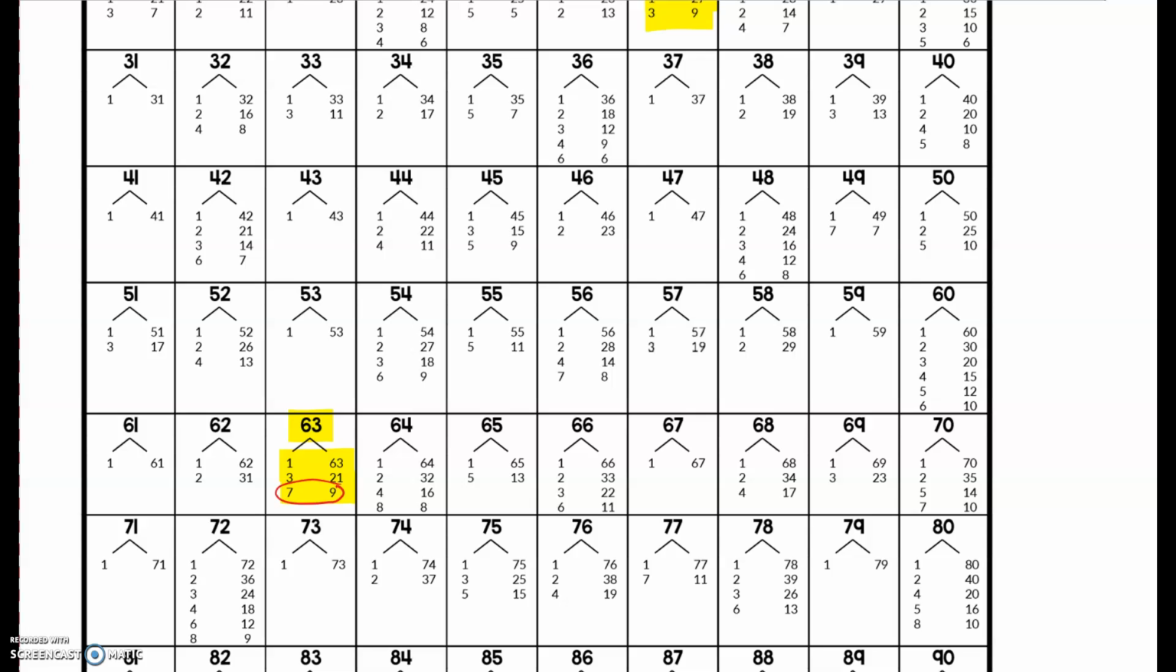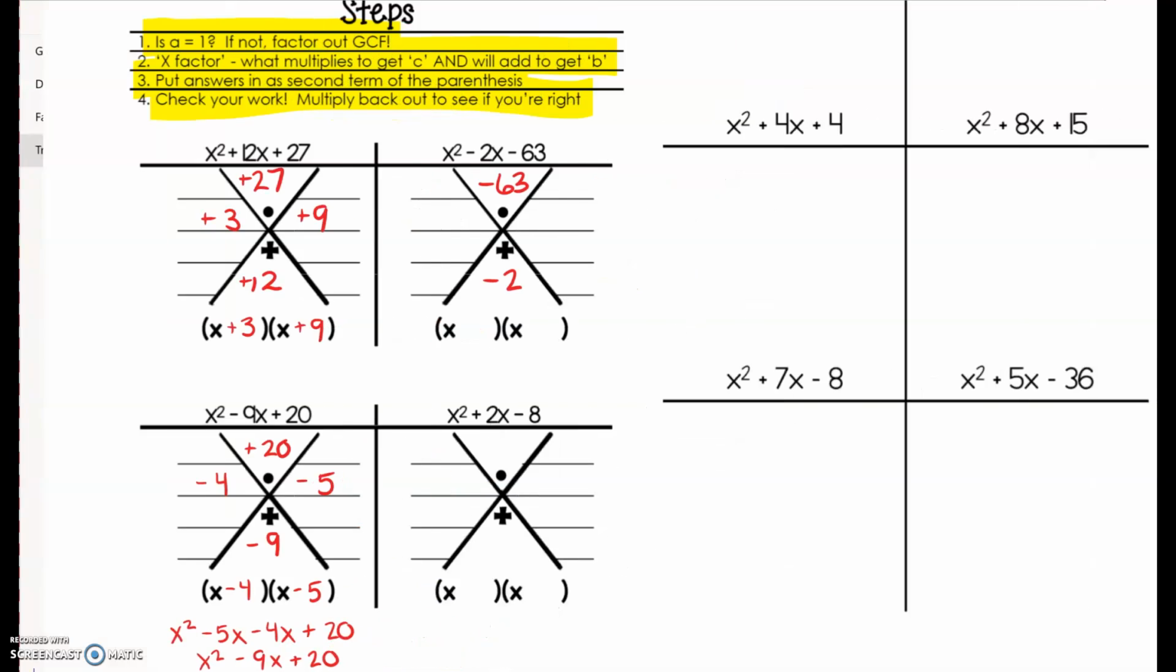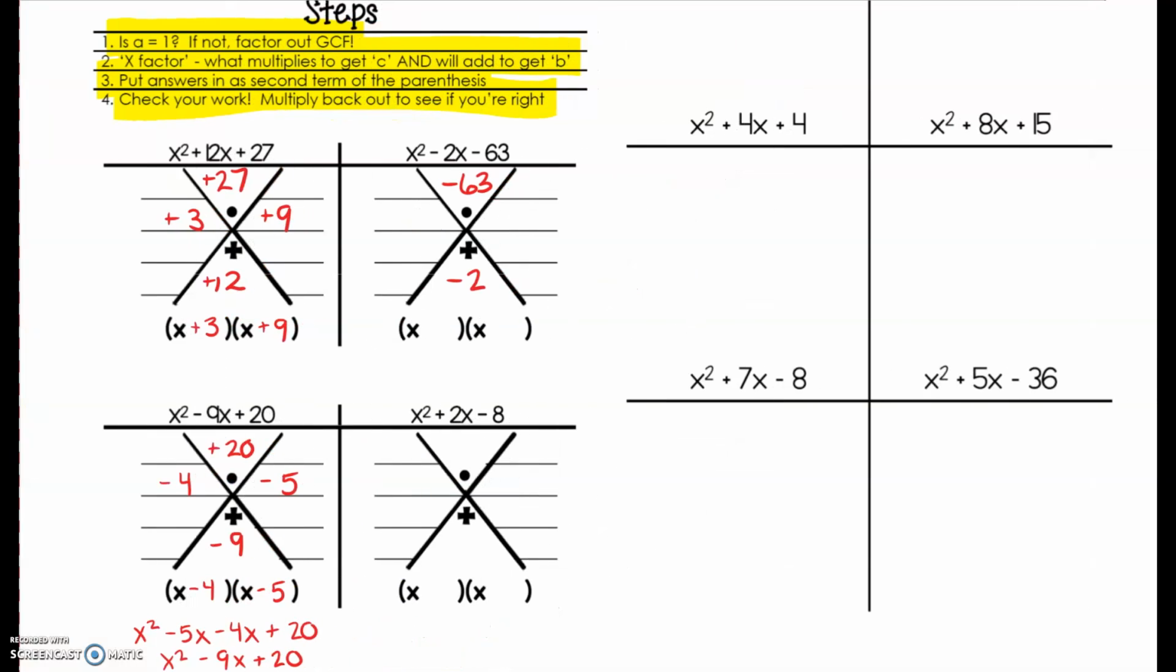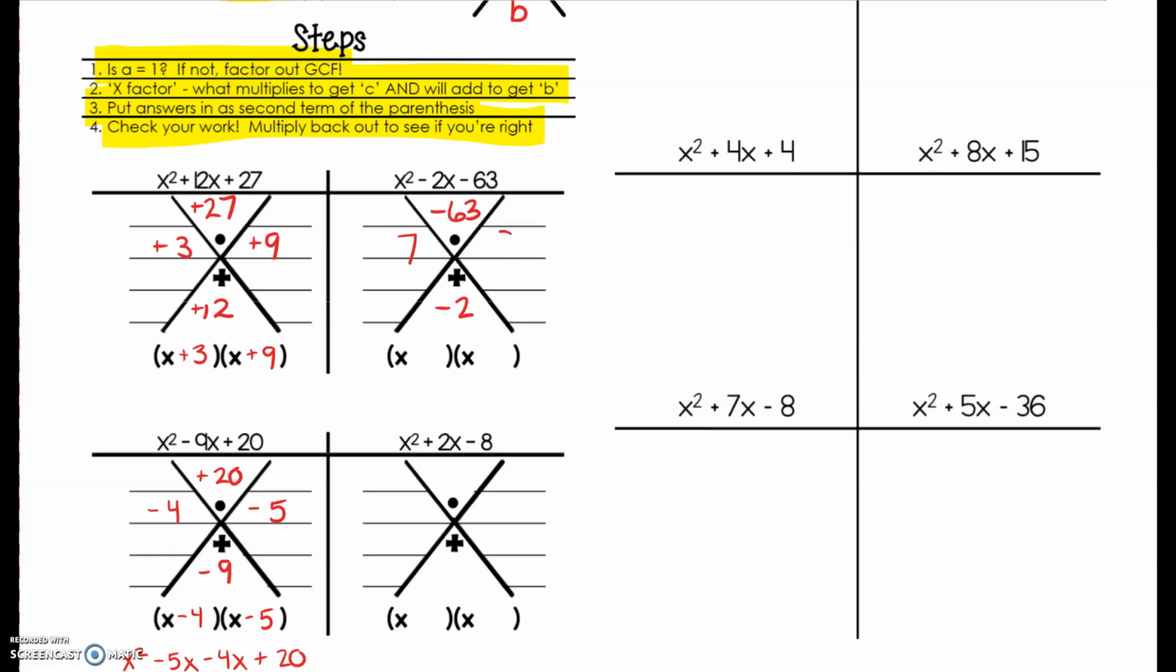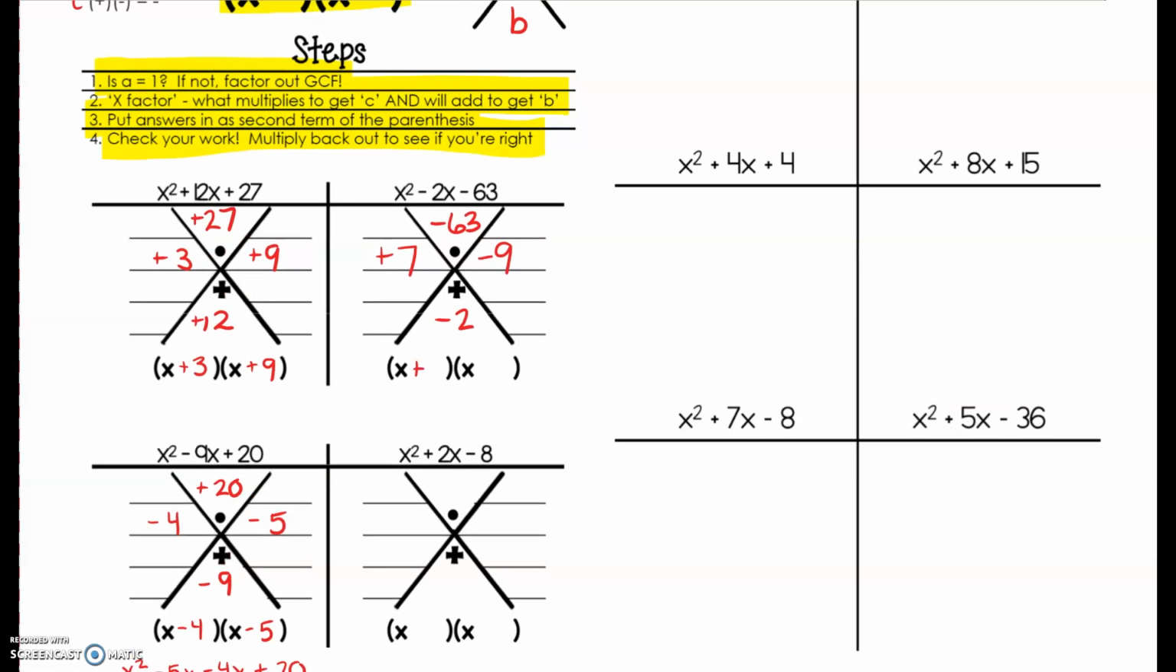Okay, so when I come back to the trinomial chart and I fill in 7 and 9, I want to get negative 2 as the result when I add these two things together. So in order to do that, the 9, the larger number, will have to have the negative sign, and the smaller number will have the positive sign. So 7 times negative 9 will give me negative 63. 7 plus negative 9 will give me negative 2. These are the two factors that I will need to fill in to my trinomial.